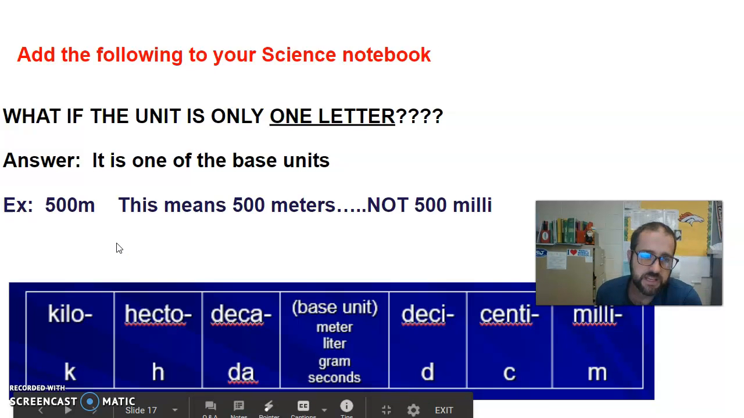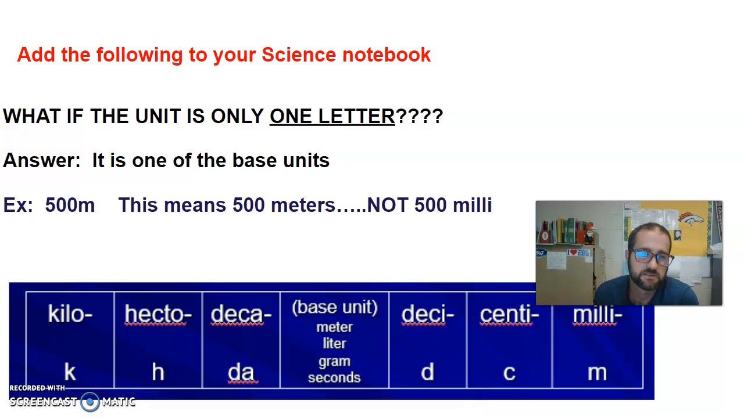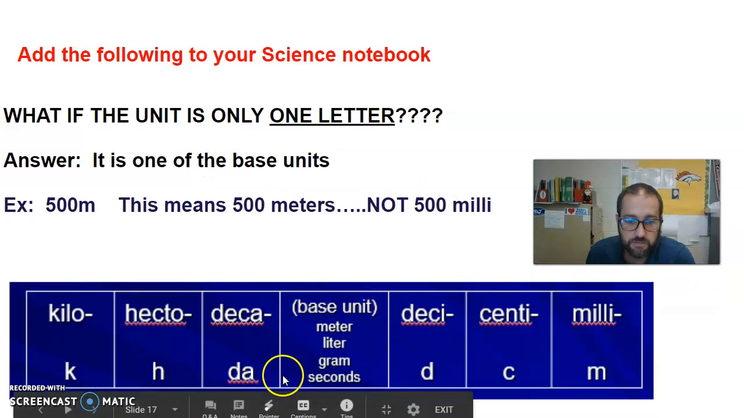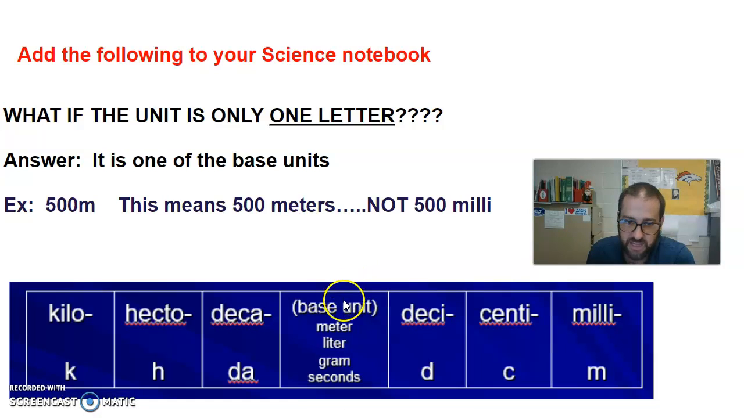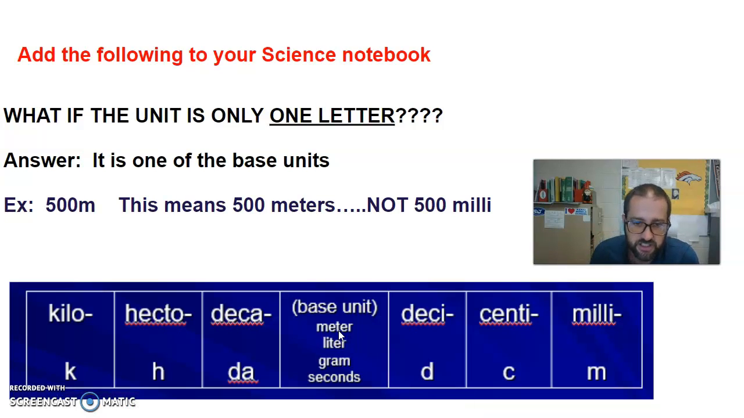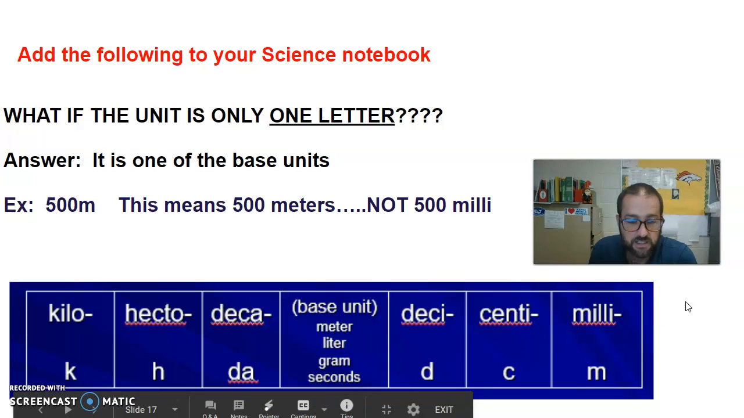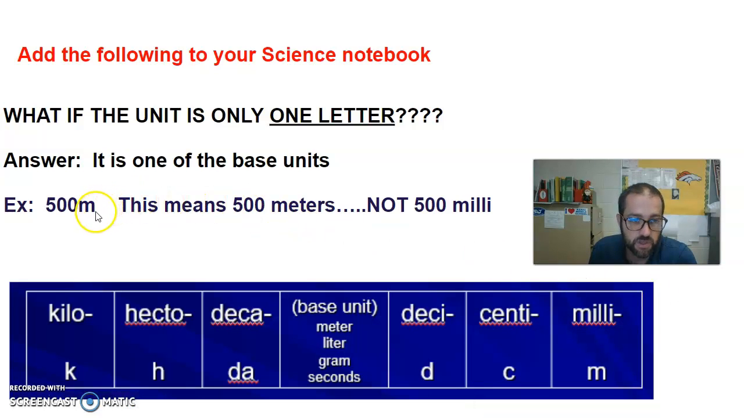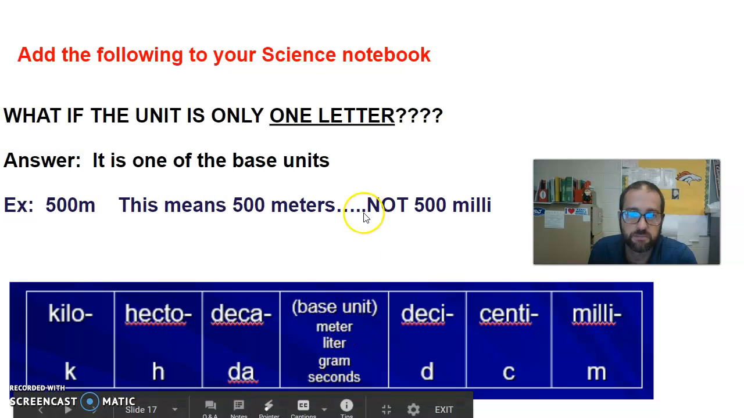Okay, so sometimes we have units that are only 1 letter. So what if the unit is only 1 letter? All right, it's super easy. It's going to be one of your base units. So this is where we go to our middle box, okay? If it's 500 M, that means that's the meter. This is the one tricky part about this. You could call it a cheat sheet, a diagram. You can call it whatever you want. So our chart down here, meter is represented by an M, but so is milli. This seems to get people a lot. So if it's 1 letter, go to your middle box. It's going to be a base unit.